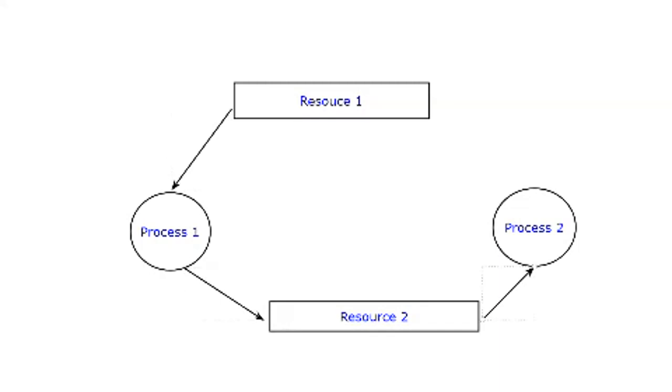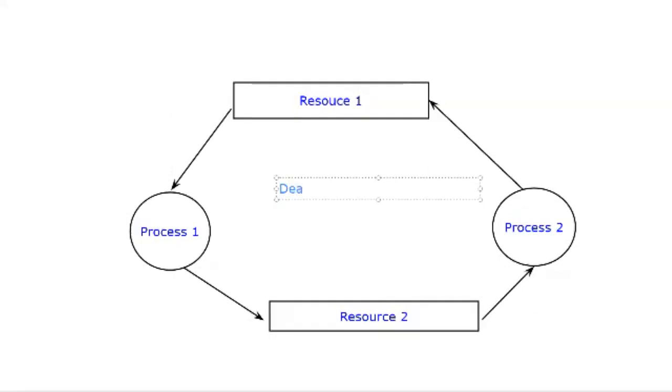Look at the diagram carefully. A cycle is present. If you look at the direction of the arrow, you can see that the cycle is present. And whenever a cycle is present, then we can say that the states or the processes have entered a deadlock state.